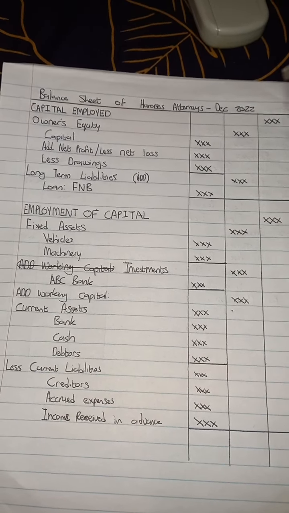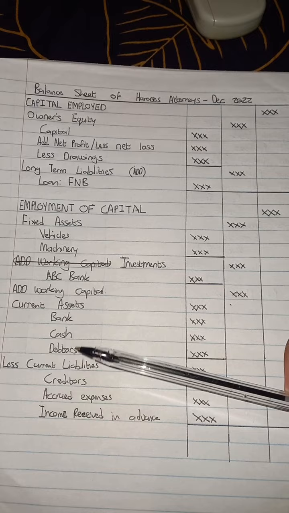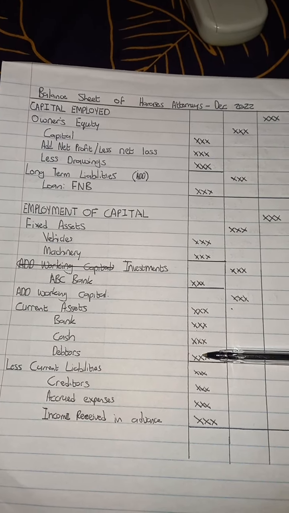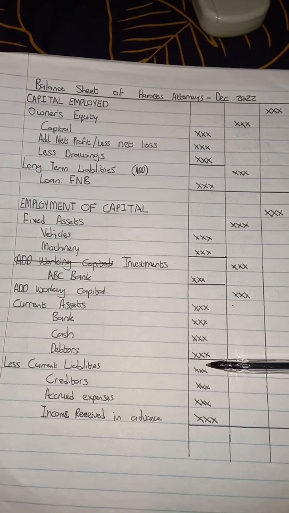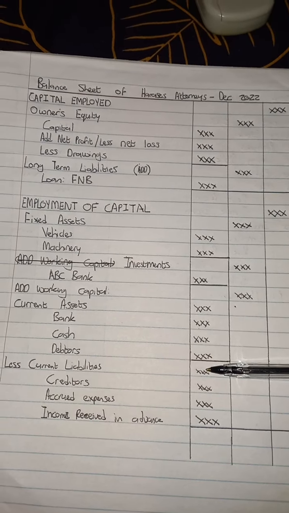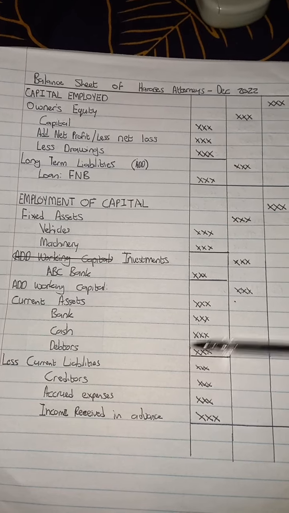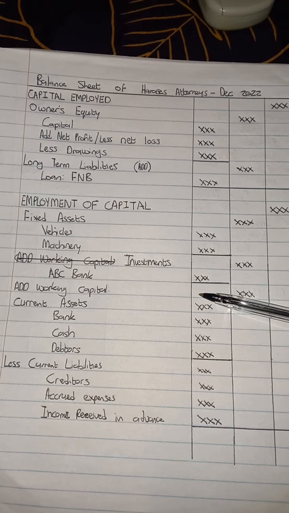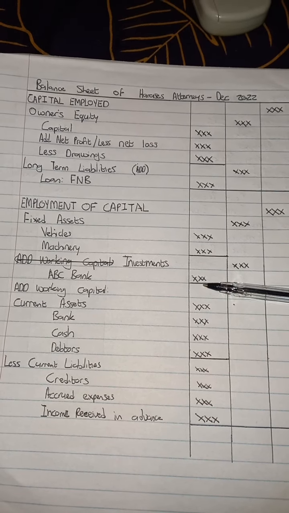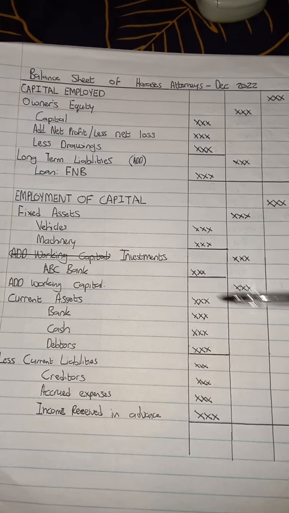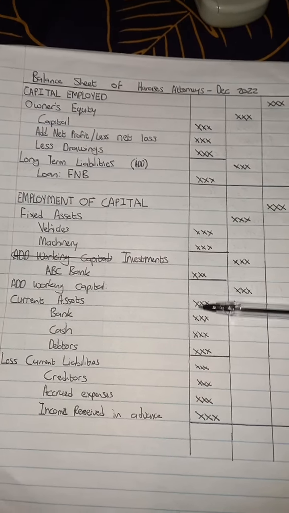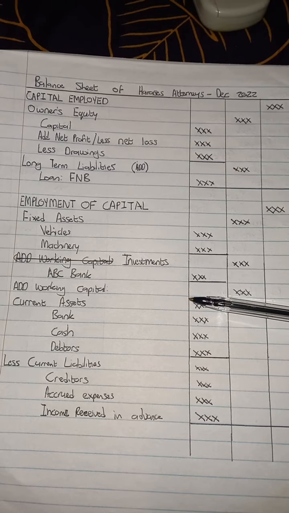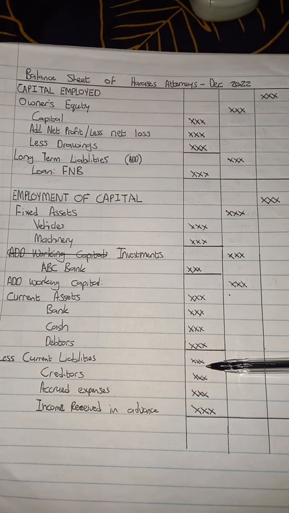Under working capital, we start with our current assets, so our bank, cash, debtors. So any current assets, we add the total values next to them. You draw the single line, and this is where the icky part comes in. Then when you add up these values, you write the total amount of the current assets next to the current assets in the first column. I don't know why we don't write in the second column again, but okay, we write it in the first column. Then after we're done with our current assets, we have our less current liabilities.